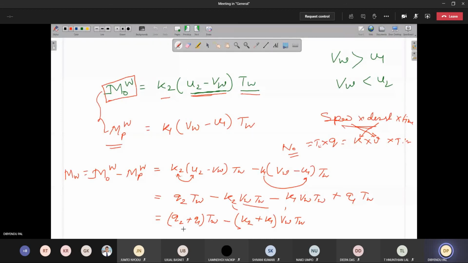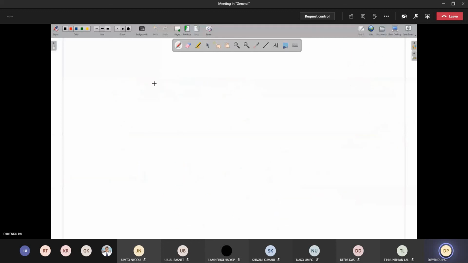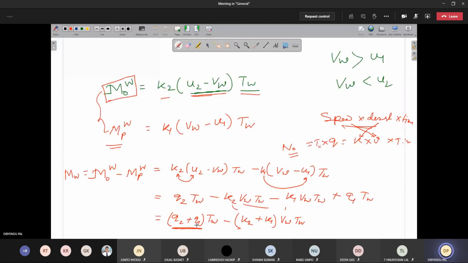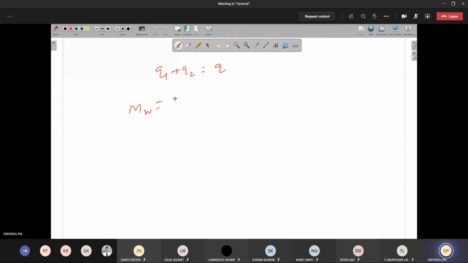If I combine these two streams together, it will give you the average stream flow. That means I can say that Q1 plus Q2 is nothing but equal to Q, the total flow of the stream. So in this expression, I can write MW is equal to, in place of Q1 plus Q2, I can write Q. That is the stream flow.